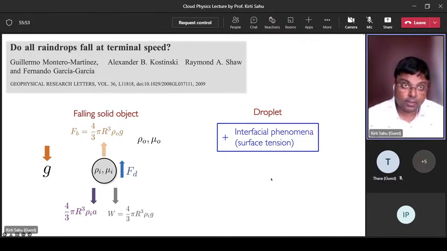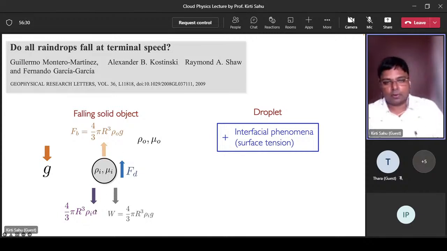Even simple questions are difficult to answer as far as raindrops are concerned. For example, do all raindrops fall at a terminal speed? If we have a solid object, let's say falling under the action of gravity, we can easily calculate the terminal velocity by balancing the forces. Let's say gravity is acting in this direction. So the mass into acceleration acts in the downward direction. Weight of the object acts in the downward direction. The drag force and the buoyancy force act in the upward direction. So if we balance it and set this acceleration to 0, you will get the terminal velocity.